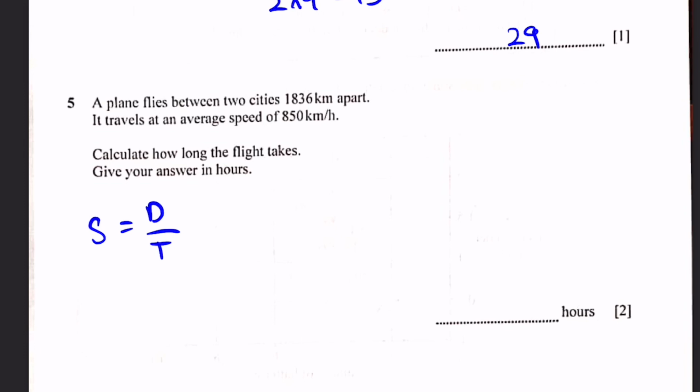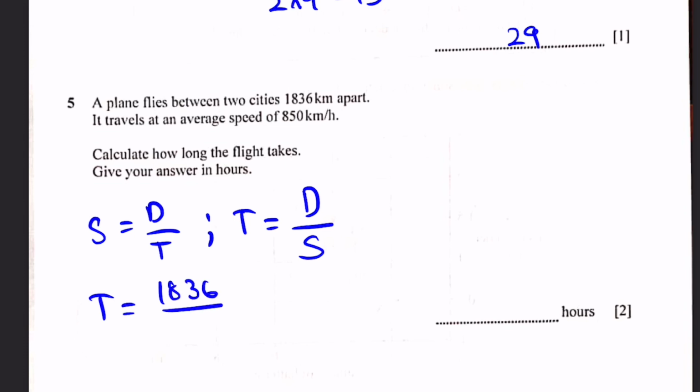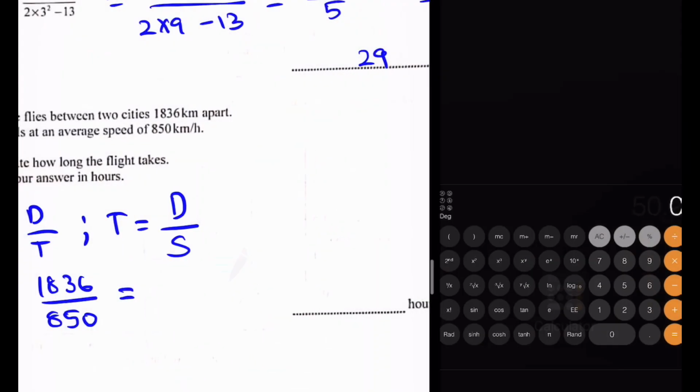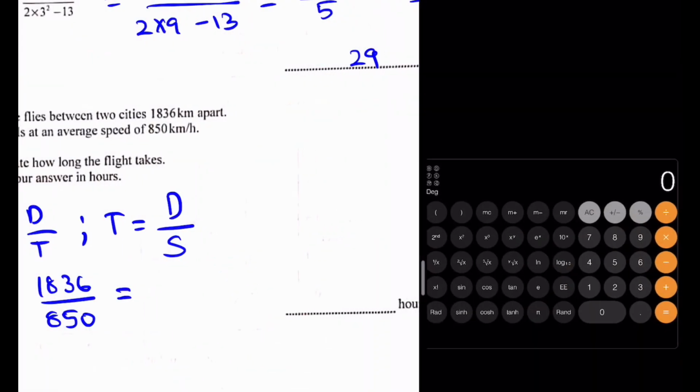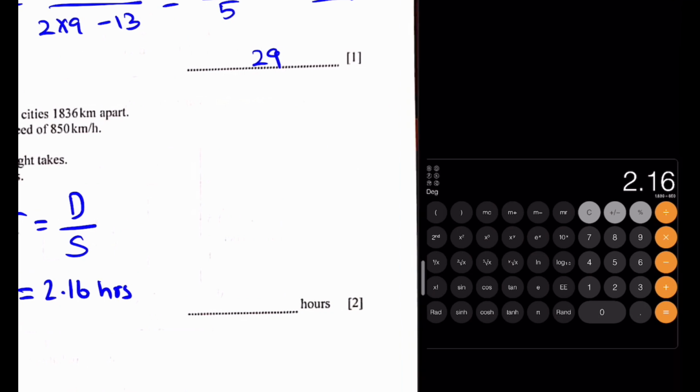When we find the time, we need to divide distance by speed. So t equals d by s, time equals distance by speed. So the time will be 1836 by 850, which is, let's take a calculator out. Alright, we've got a calculator. 1836 divided by 850 is equal to 2.16 hours. 2.16 hours. That's the answer.